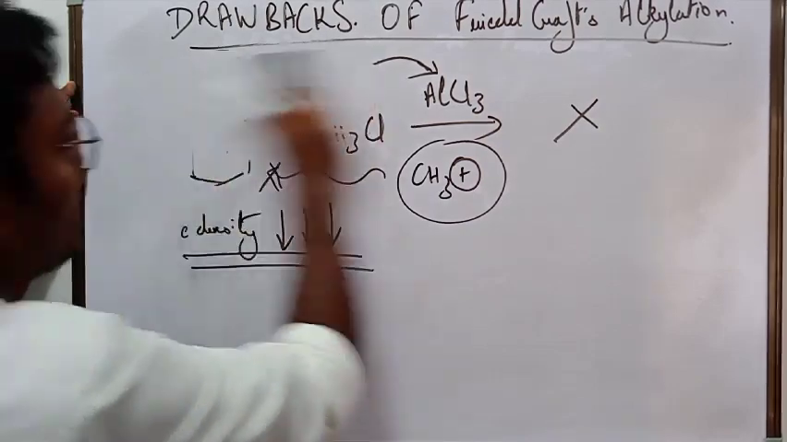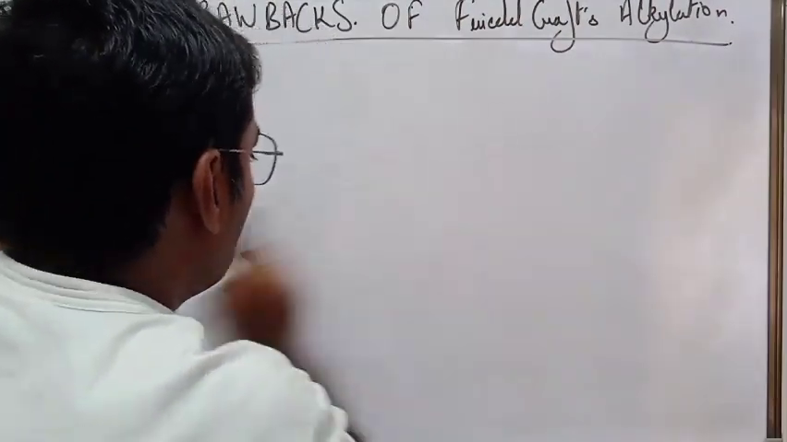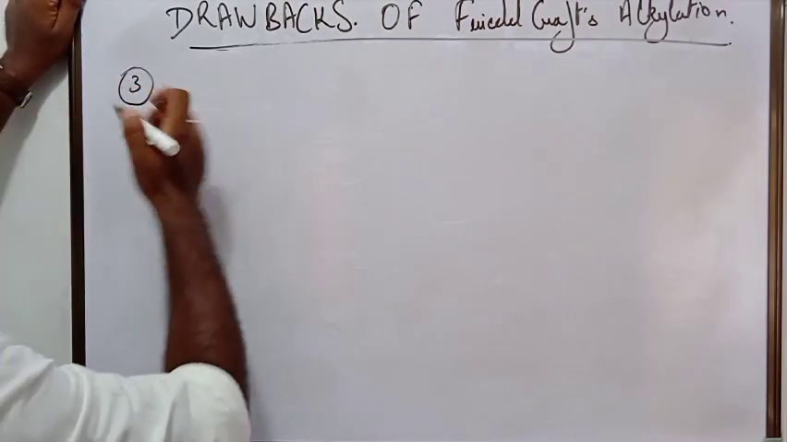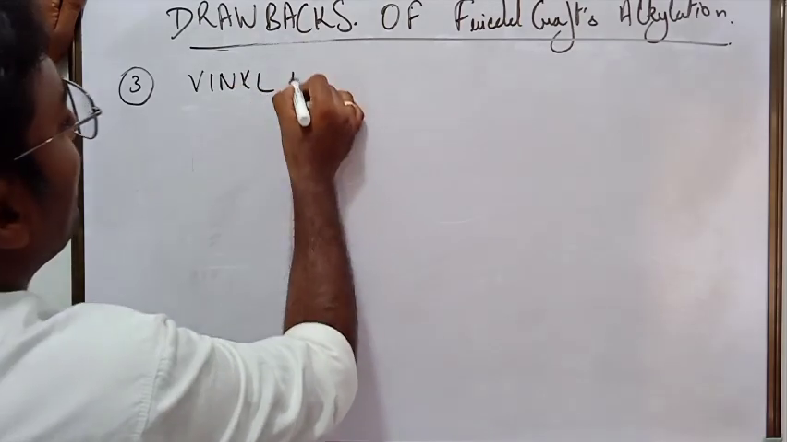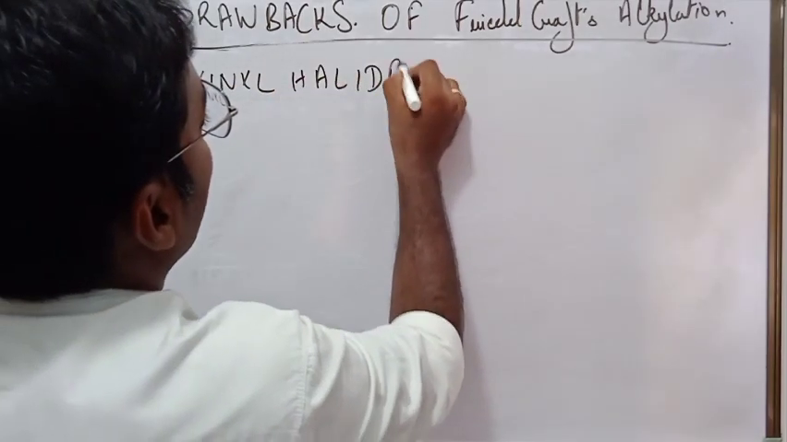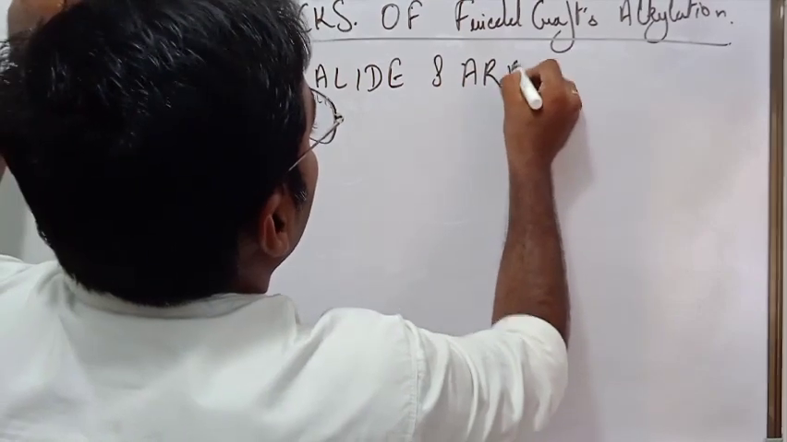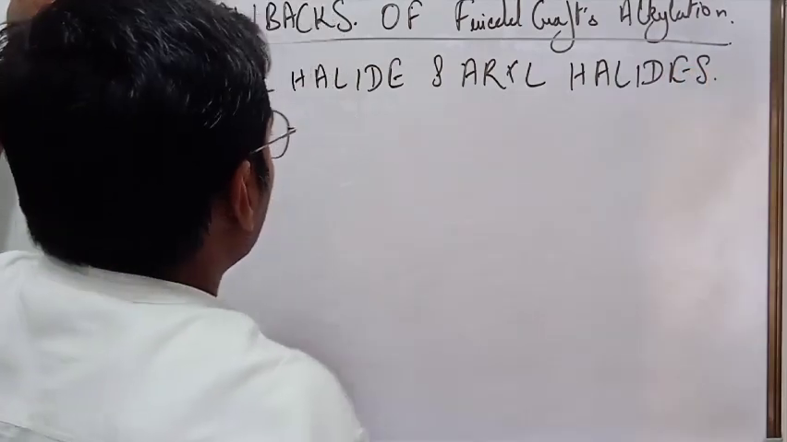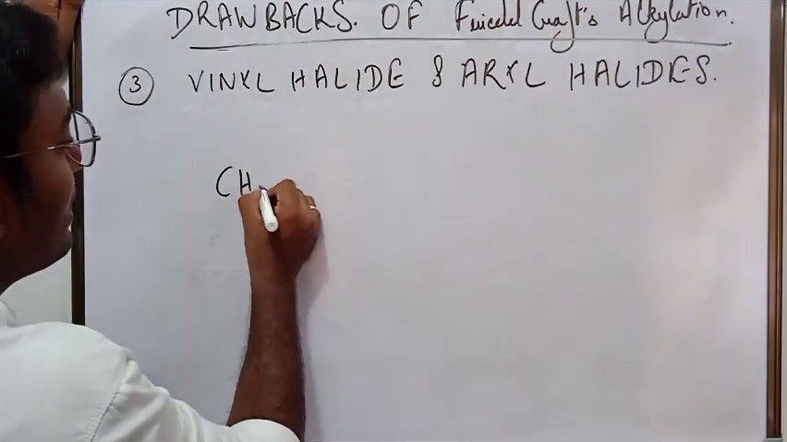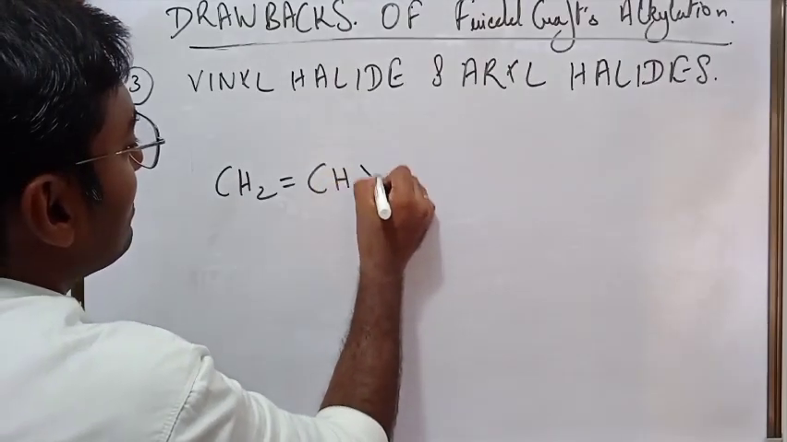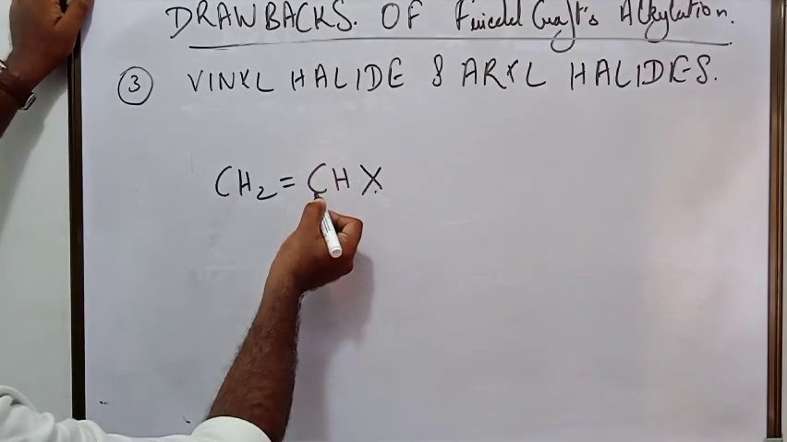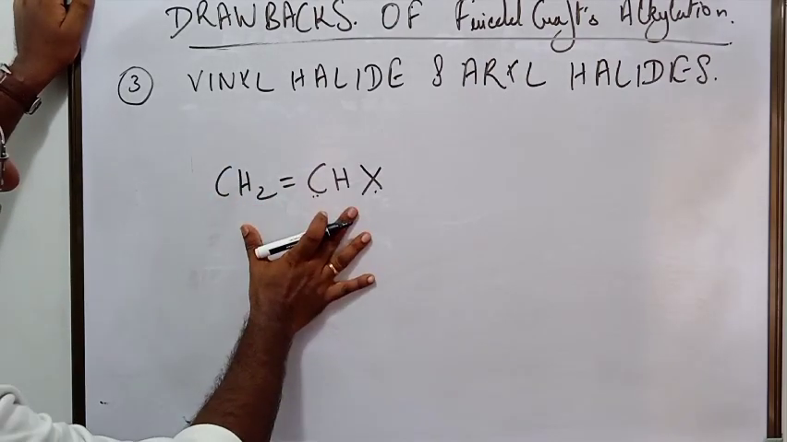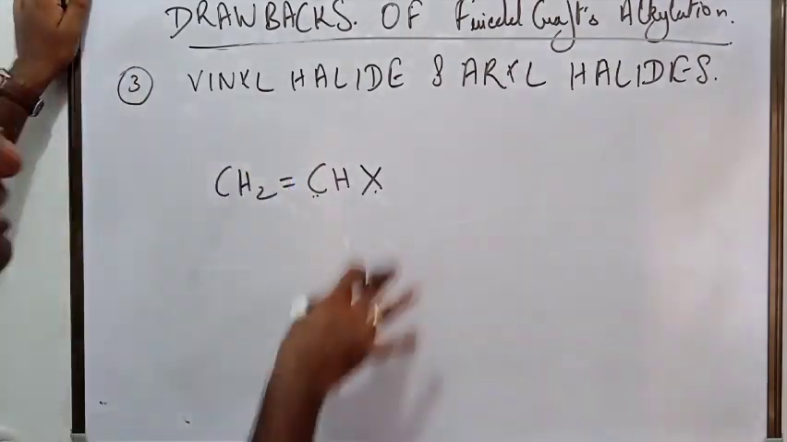Let us now look at the third limitation. The third limitation is that vinyl halides and aryl halides don't undergo electrophilic aromatic substitution reaction. What is a vinyl halide? This is a vinyl halide, where the halogen atom is linked to a carbon which is directly linked to a double bond. That is a vinyl halide. In a vinyl halide, a carbocation cannot be formed.